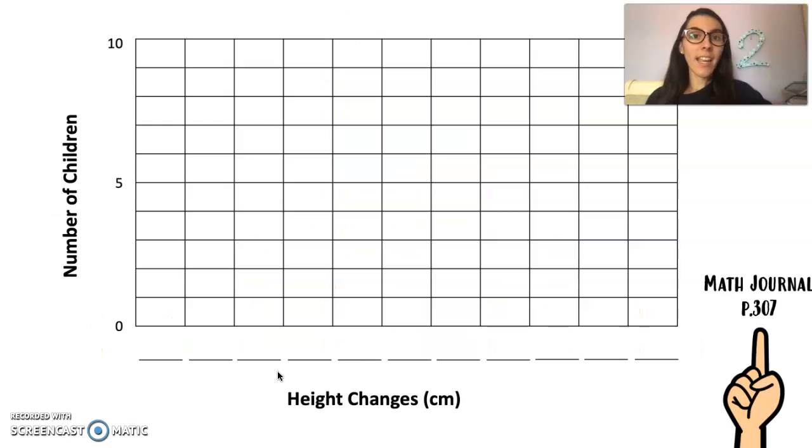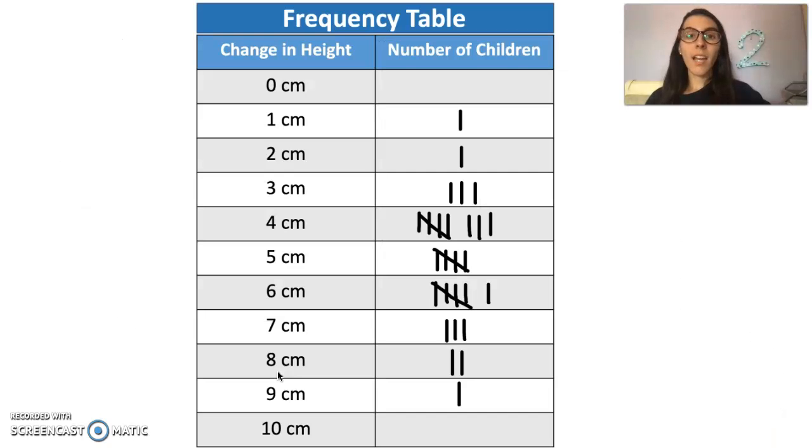Now today, in your math journal on page 307, you are going to be completing a bar graph. And this is something that you have done before. You are simply going to fill in those boxes, or you're going to shade them in with the information that you have already filled out. So remember that last time you had to fill out this frequency table with tally marks. So it should have looked something like this.